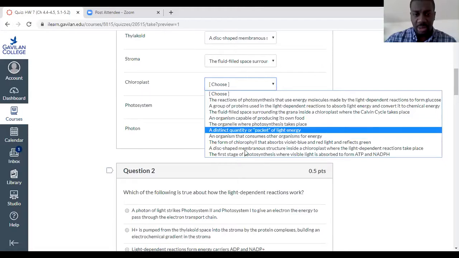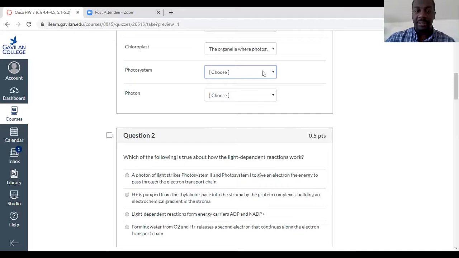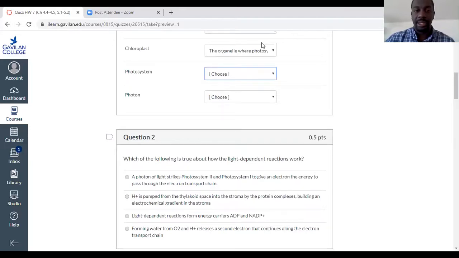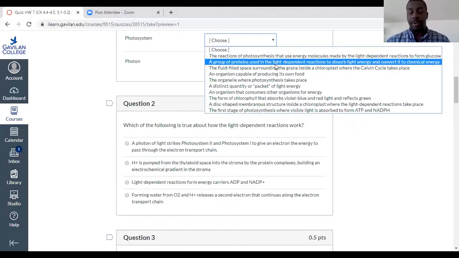Where did I see? Oh, here it is. Yeah. So the organelle where photosynthesis takes place. Okay. And the next one we have is the photosystem. So what's a photosystem? Right, so that's where we have our group of proteins. The photosystem is that set of proteins involved with absorbing light. As it takes in that light energy, it's eventually going to be able to form that chemical energy, that ATP and NADPH.